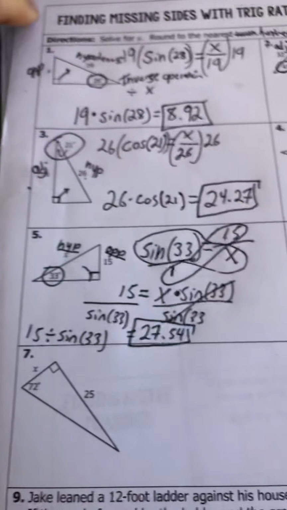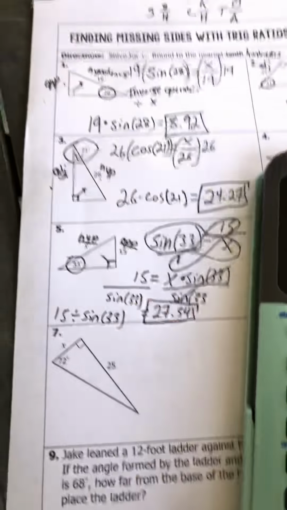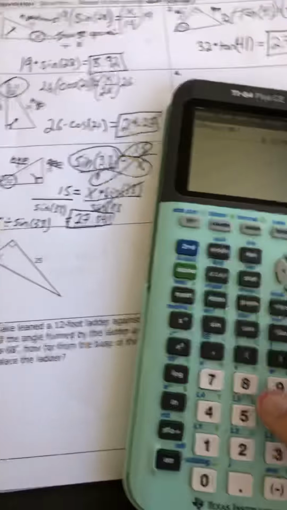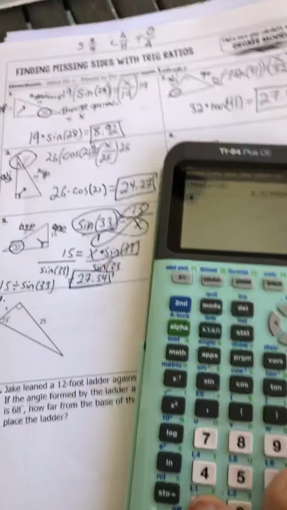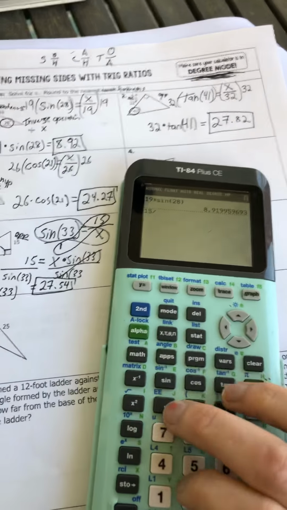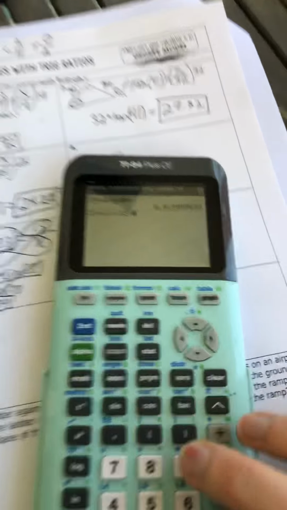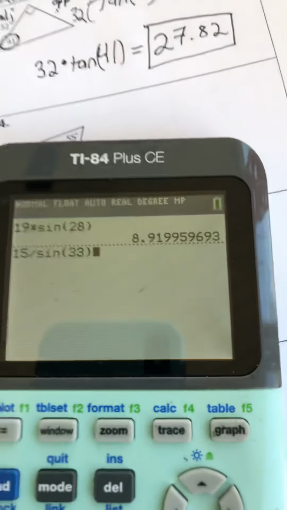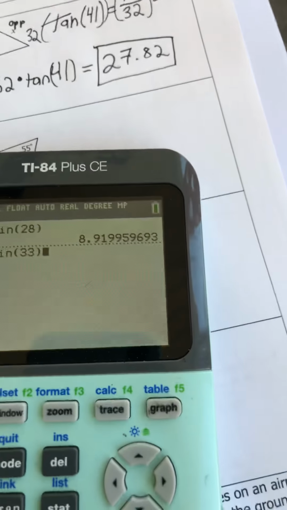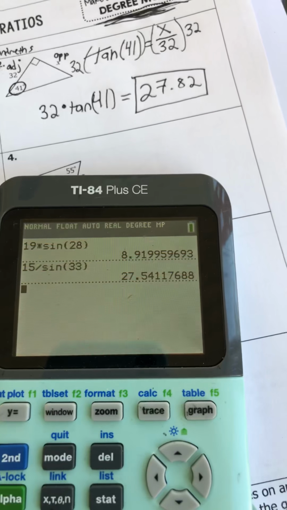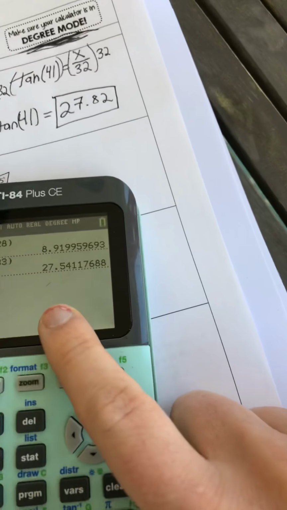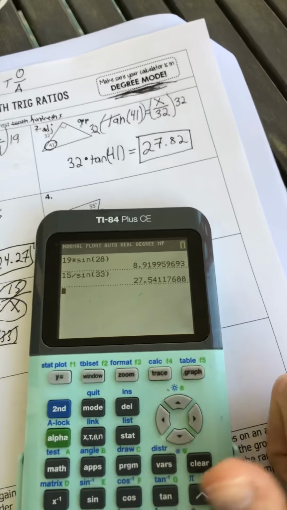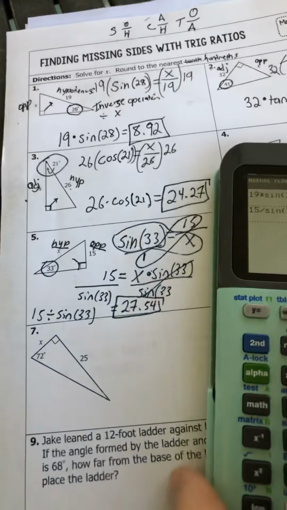Okay, in my calculator over here, we'll do the same thing. I'll type it in how I usually type it in: 15 divided by sine 33. It could look like that. That is perfectly acceptable. Or you could type it in the other way, and we get the same thing, 27.5411, blah, blah, blah.